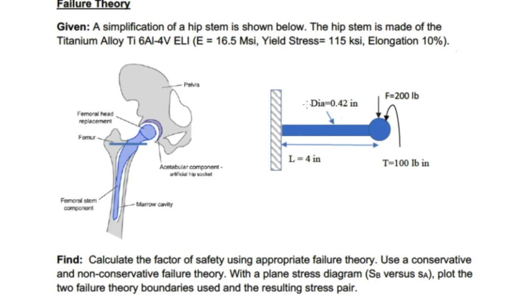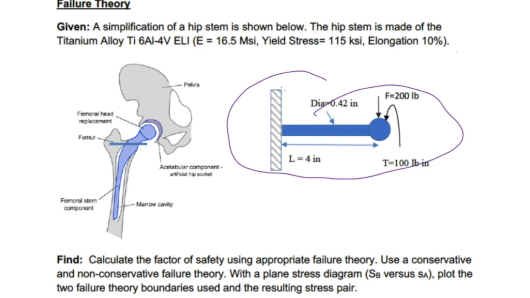In this problem, we're given a hip stem made of titanium alloy. And this titanium alloy has a yield strength of 115 ksi, both in the tensile and the compressive direction, and also has an elongation of 10%. We're going to treat the hip stem as a simple cantilever beam, as shown here, where we have a force applied of 200 pounds in the negative y direction, and then a torque of 110 pound-inches applied at the end.